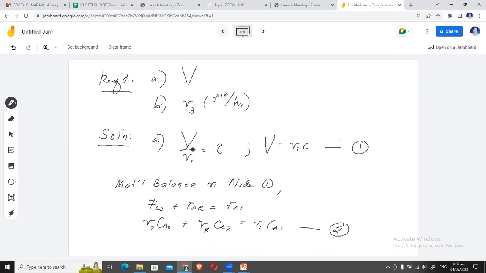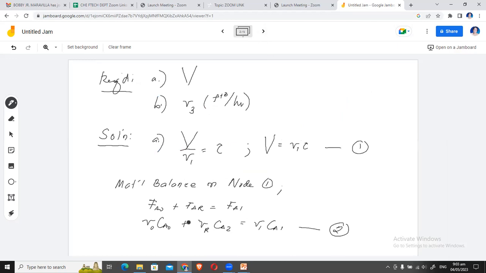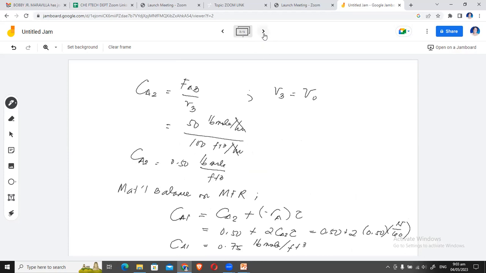Here, we wrote first the working equation for the first requirement, which is the volume of our MFR. Since we need V1, we will only know V1 if we get to know the recycle stream, the volume that is recycled, because based on nodal analysis, your V1 is dependent on VR. That's why you made the material balance on node 1. Your material balance is based on molar flow rates, converted to products of concentration and volumetric flow rate. We don't have all the information here, so we found what we can based on the given.